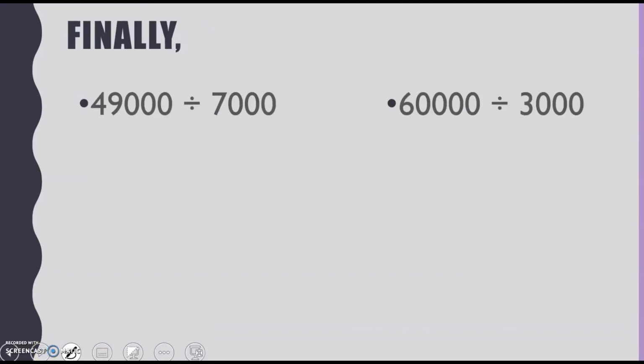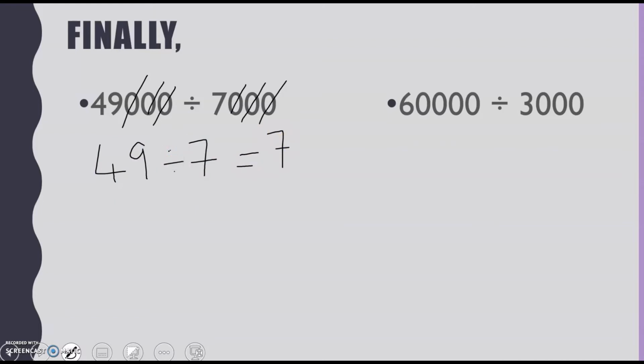And finally, you'll be pleased to know, last slide, when we are dividing by multiples of 1,000, it is the same rules of dividing that we've done before. So 7,000 has 3 zeros at the end of it, 49,000 has 3 zeros at the end of it, and so we are left with 49 divided by 7, which leaves us with 7 as our answer.